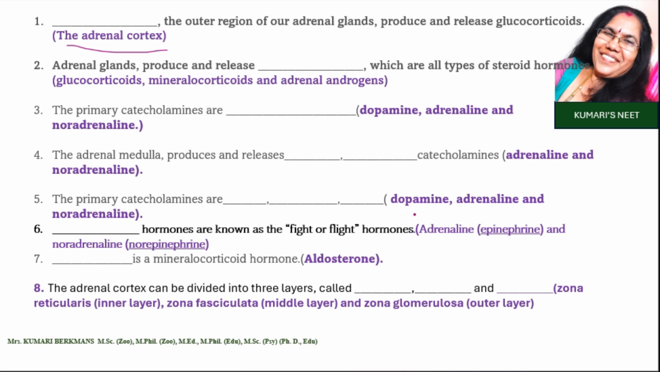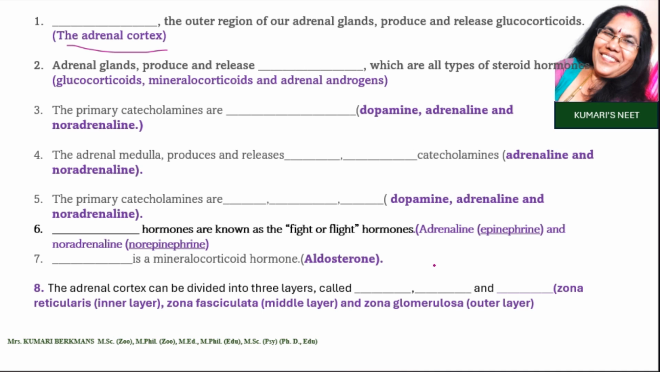Then the next one. The primary catecholamines are, this is already asked, isn't it? Dopamine, adrenaline and noradrenaline. Very good. Then next, dash hormones are called fight or flight hormones. What is that? Adrenaline and noradrenaline. Yes, very good. Fight and flight hormones are called adrenaline and noradrenaline. The next one, dash is a mineralocorticoid hormone. What is that? Aldosterone. Keep in mind.